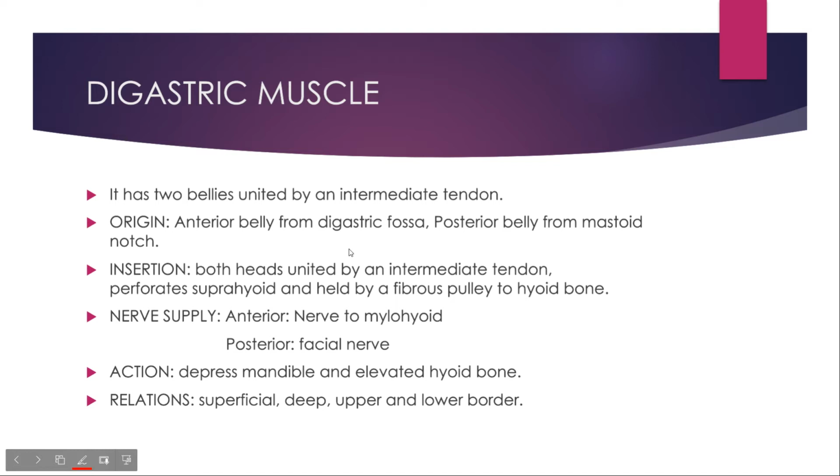Then we are going to see about the nerve supply. The anterior belly is supplied by the nerve to mylohyoid and the posterior belly is supplied by the facial nerve. The action of the digastric muscle is to depress the mandible, that is, opening of the mouth, and to elevate the hyoid bone. Now we are going to see about the relations. First of all we are going to see about its superficial relations.